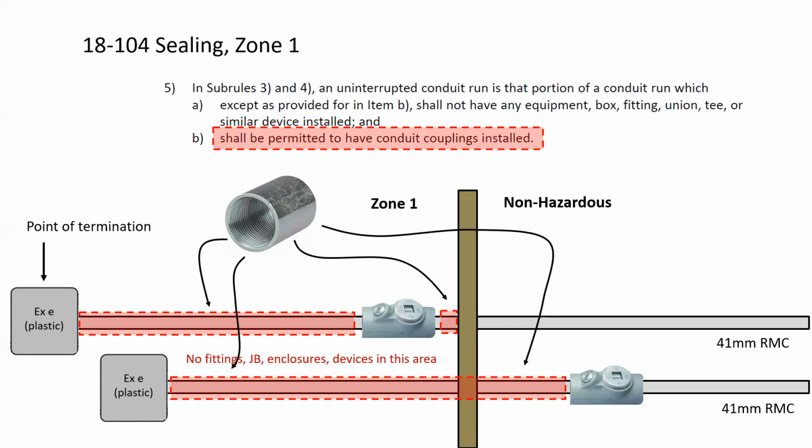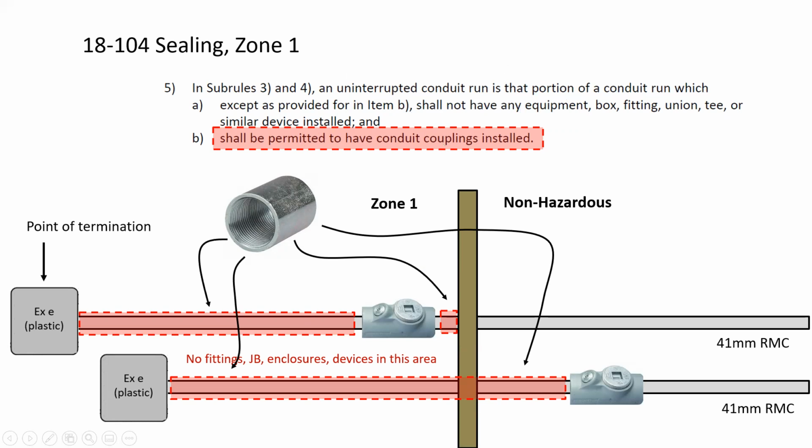It's kind of a quirky rule and a bit overly wordy, but subrule 5 defines an uninterrupted conduit run as that portion of a conduit run which, except for item B, shall not have any equipment, box, fitting, union, T, or similar device installed, and shall be permitted to have conduit couplings.